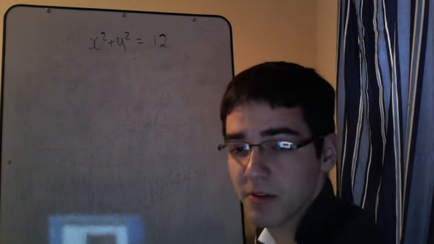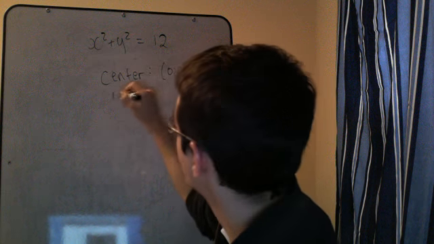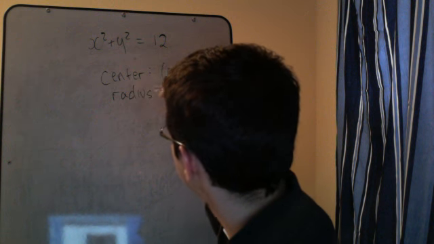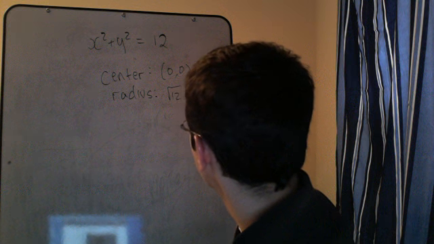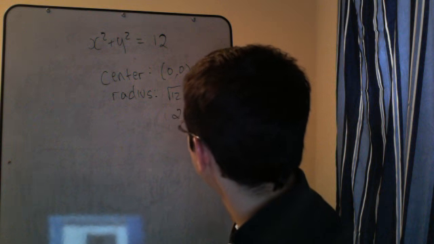For example, 12. 12, as you know, is not a perfect square. So let's go from here. The center, again, I didn't change anything, is 0, 0. Nothing's attached here. The radius, remember, is the square root of this number, which is the square root of 12, or 2 square root of 3.